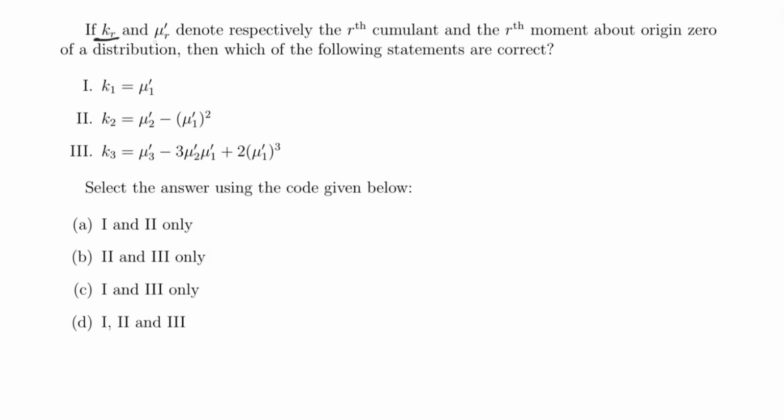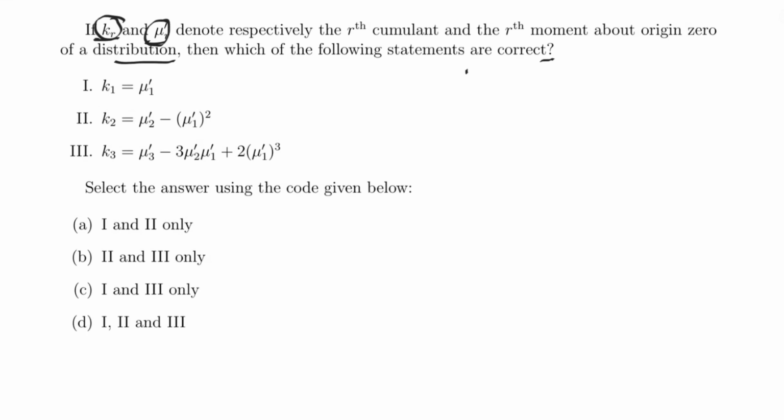If kr and mu r dash denote respectively the rth cumulant and the rth moment about origin 0 of a distribution, then which of the following statements are correct? So kr is the rth cumulant and mu r dash is the rth raw moment. Now this is a memory based question. We need to know 2-3 things before solving the question.